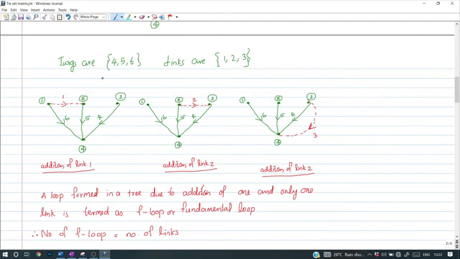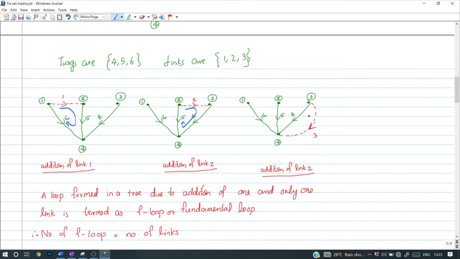Okay. So in the above graph, what are the twigs? Twigs are the branches of the tree. Branches of the tree are 4, 5 and 6. So twigs are 4, 5 and 6. So links are 1, 2 and 3. So the addition of link 1 to this tree creates a loop, and this loop is known as a fundamental loop. So the addition of link 1 creates a loop like this. Addition of link 2 again creates a loop like this. Here only one link is present in each loop.